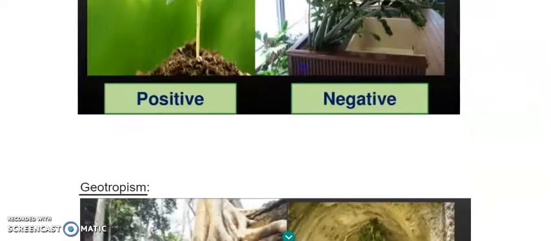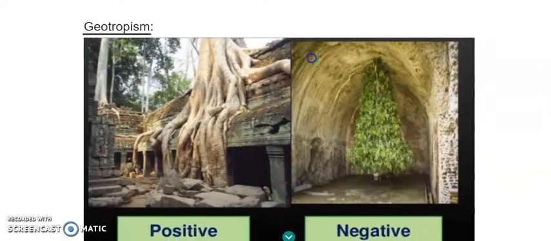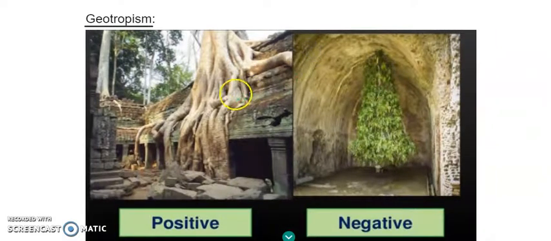The next is geotropism. Geo means gravity. So you can see the banyan roots growing towards gravity, that is towards the earth surface, underground, towards the earth. So that is positive. Whereas if you look at this picture, the leaves are growing downwards, whereas the root is above. So the roots of this plant are growing away from gravity. Therefore, it's a negative geotropism.